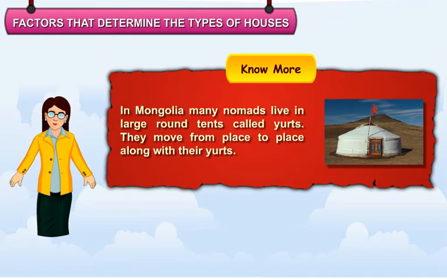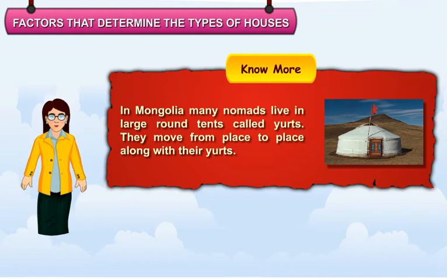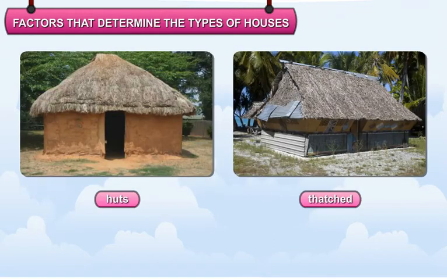In Mongolia, many nomads live in large round tents called yurts. They move from place to place along with their yurts.